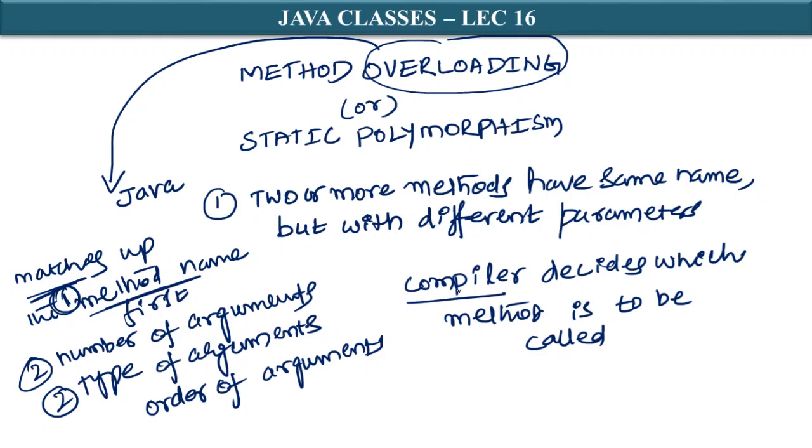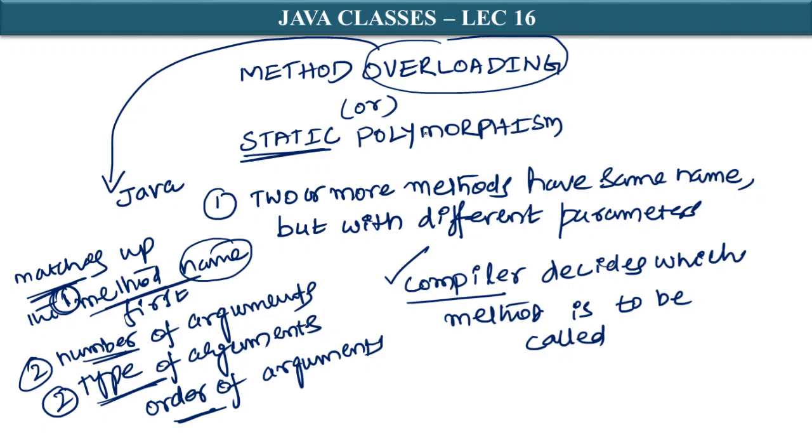For the time being, just understand, a method will be called depending on its name, depending on the number of arguments, depending on the type of arguments, depending on the order of arguments. Who will call? The compiler decides which method is to be called. As I told you in my previous lecture, if something happens at compile time, that is known as static. If something happens at runtime, that is known as dynamic.